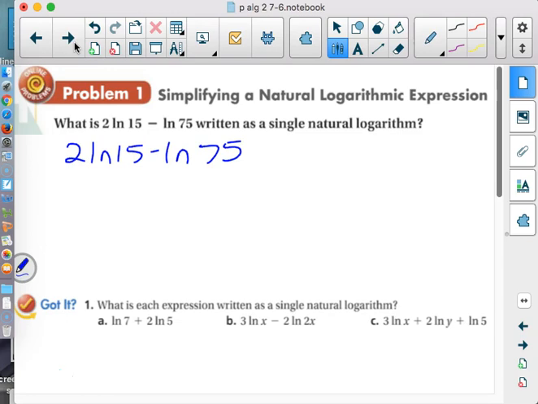Put the 2 back up. Yeah, exactly. It's the first thing you encounter that you go, wait a minute, that's not supposed to be there. So that should be the natural log of 15 squared. Hey, we have that one memorized, don't we? 15 squared. 225.